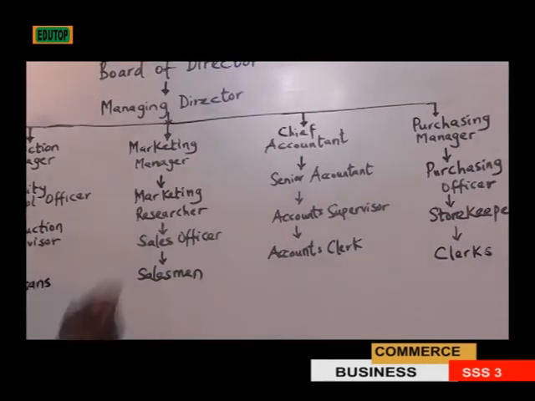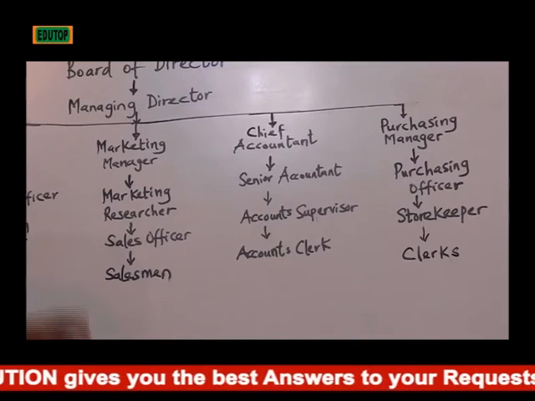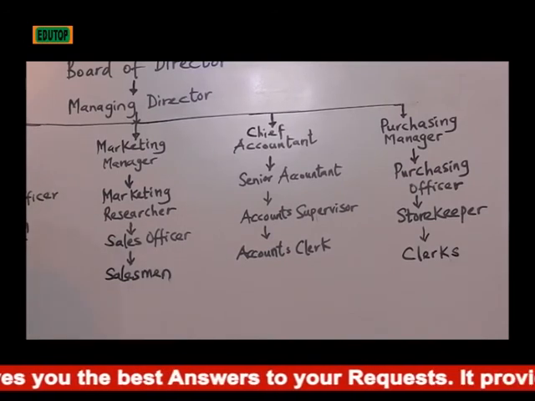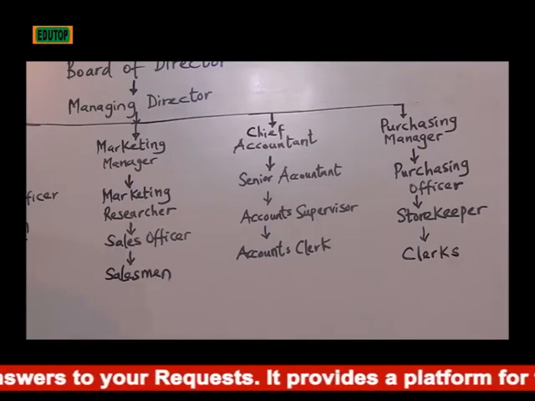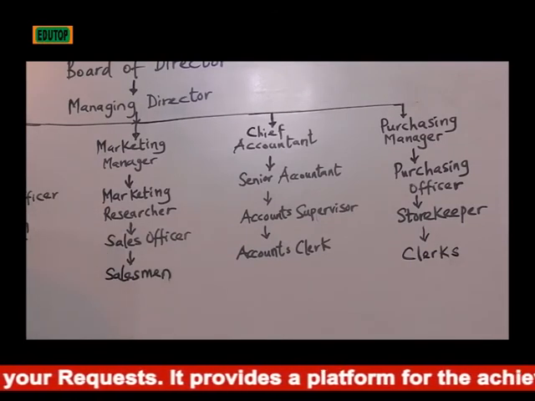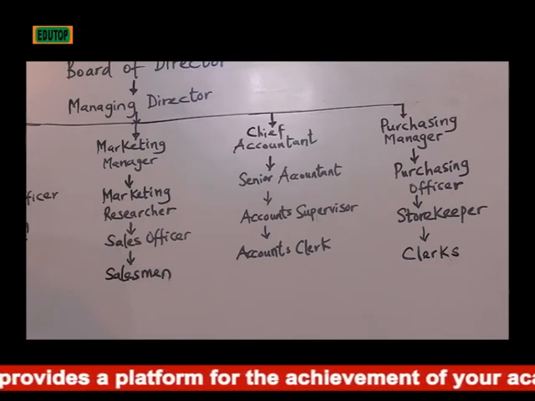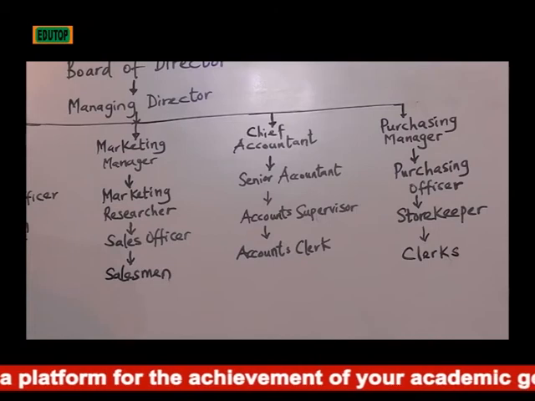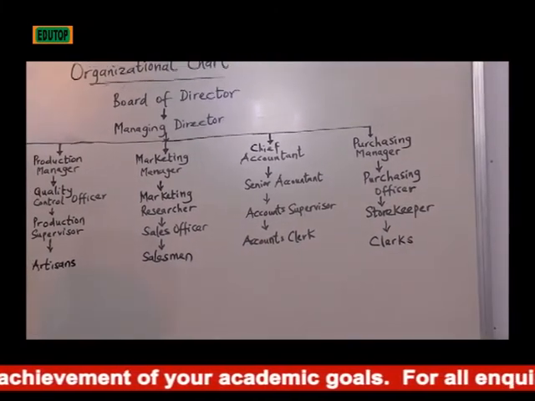We have purchasing manager. Under purchasing manager, we have purchasing officers. So purchasing officers are responsible to the purchasing manager. We have storekeepers. Storekeepers are responsible to purchasing officers, while we have clerks. Clerks are responsible to storekeepers. So that's all for the organizational structure.